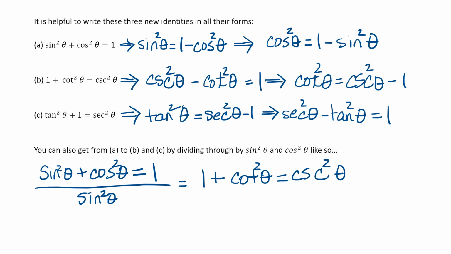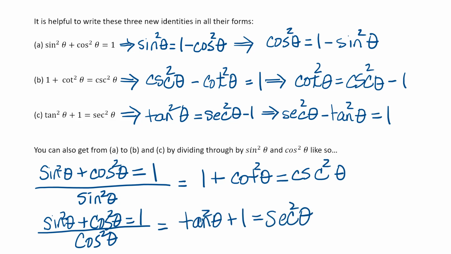So why would I memorize 1 plus cotangent squared theta equals cosecant squared theta when I don't need to? You can do the same thing to get from A to C. You can divide sine squared theta plus cosine squared theta equals 1 by cosine squared theta. If you do that, you will get the third identity, tangent squared theta plus 1 equals secant squared theta. So it's not really necessary to memorize B and C.